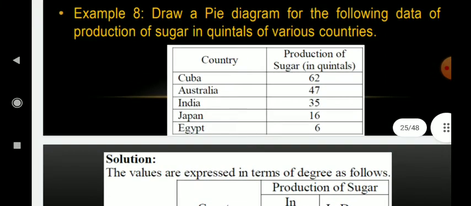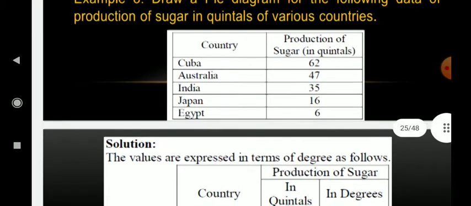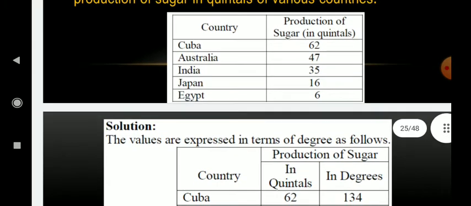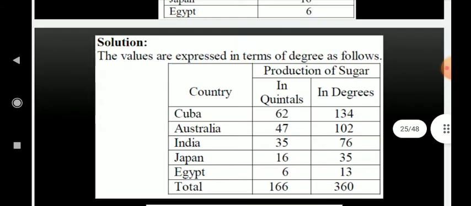Now, example: draw a pie chart for the following data regarding production of sugar in quintals of various countries: Cuba, Australia, India, Japan, Egypt. Various production of sugar is given in quintals. So what we have to do is convert them into degrees.